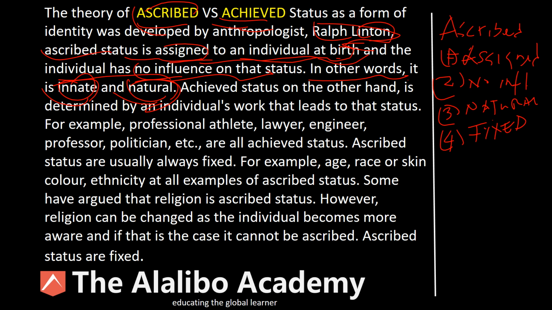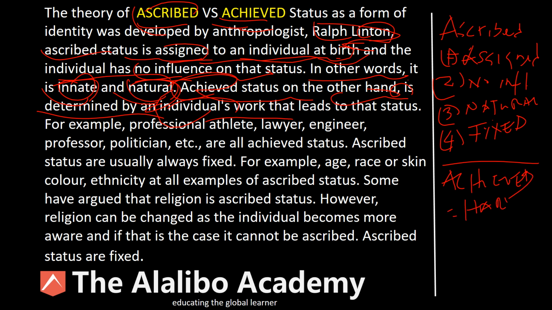All right, so let's keep that thought. Now, let's move on to the next one quickly. We'll come back to ascribed status. Achieved status, on the other hand, is determined by individuals' hard work. So here we have achieved status, and it's saying it's hard work. You get achieved status through your hard work in life.